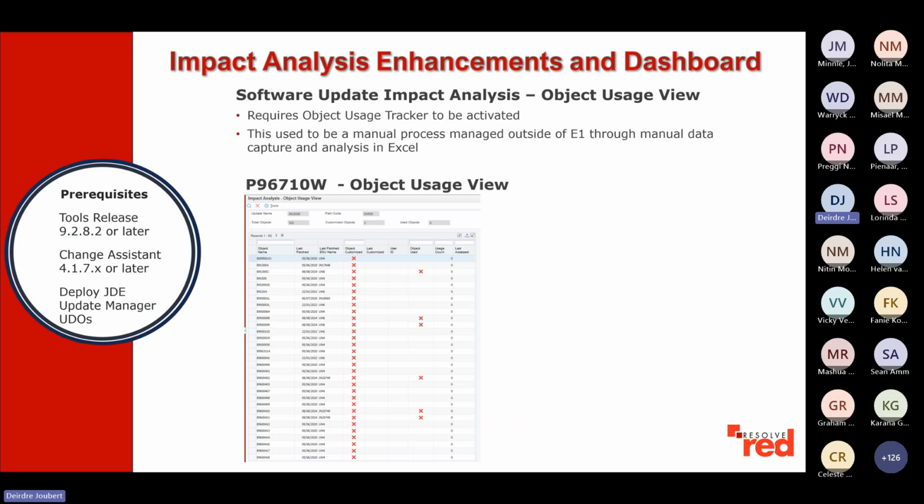Okay, the third view is the object usage view. This leverages the usage of object usage tracker, and that has to be activated in the environment for the accuracy of this information to be brought forward by JD Edwards. And again, this used to be a manual process managed outside. There's certain PDFs that you have to review, a process that you have to run, sometimes SQLs to run, and all of this data input into Excel for analysis outside of JDE.